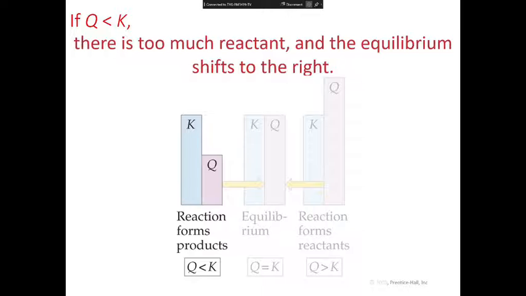The reaction is going to proceed backwards and make more reactants. If Q is less than K, the reaction needs to proceed forward. So just a way to remember it is the backwards direction of that greater than or less than sign.